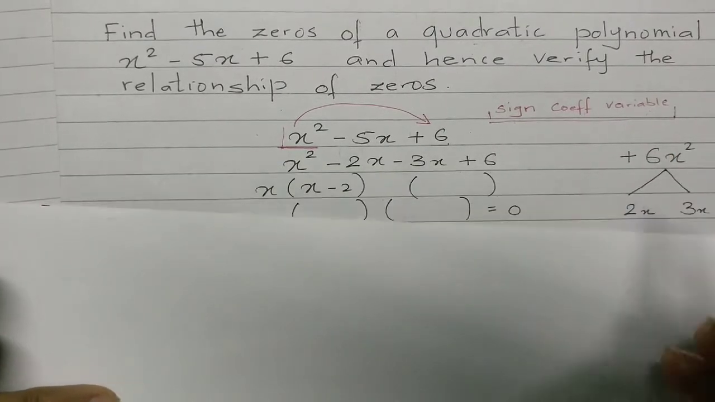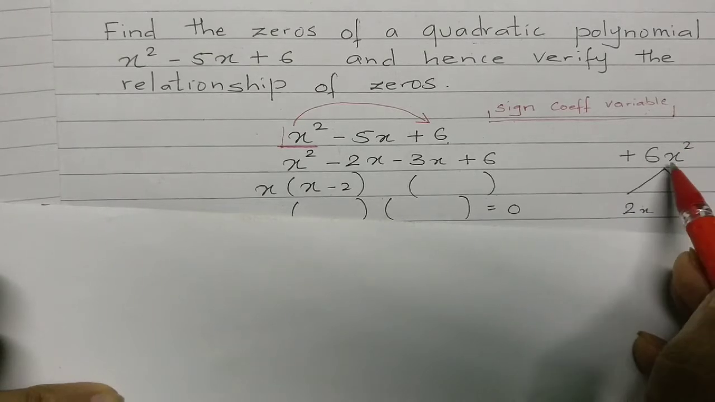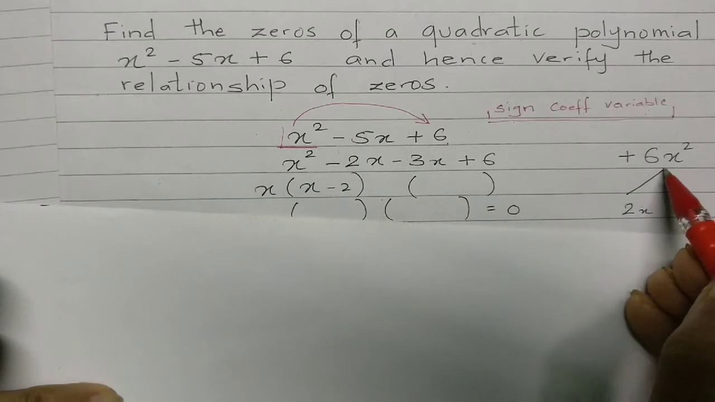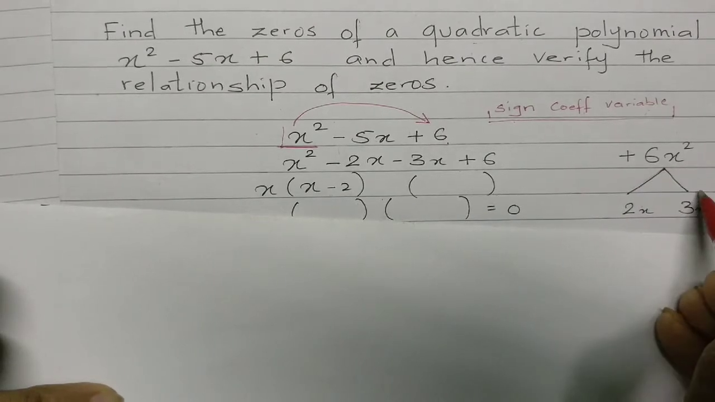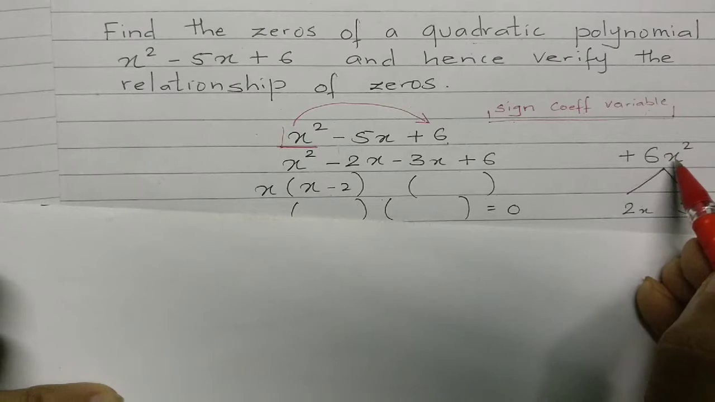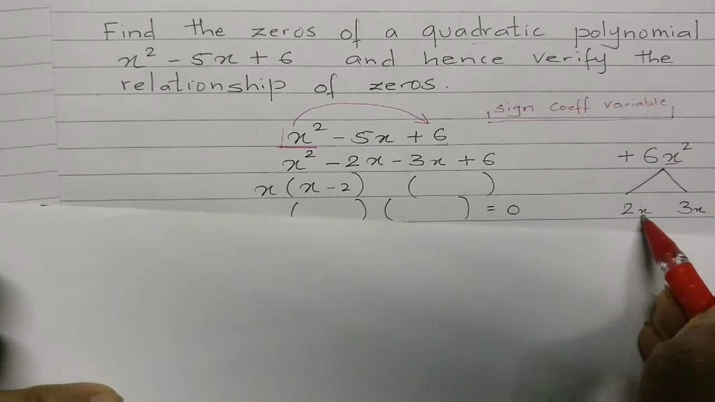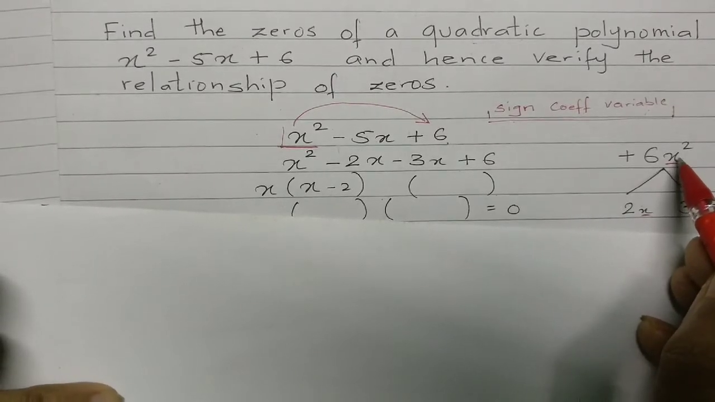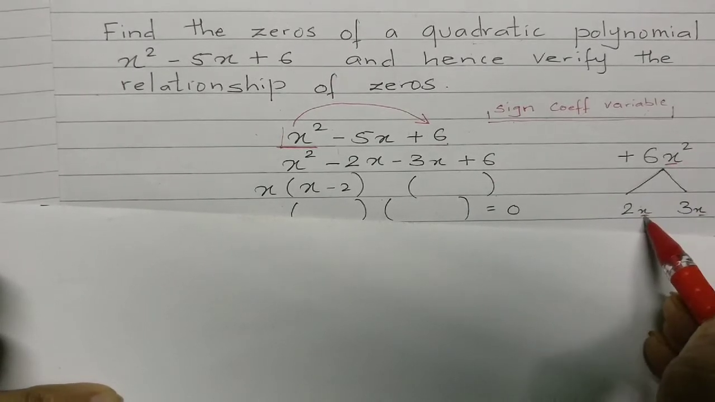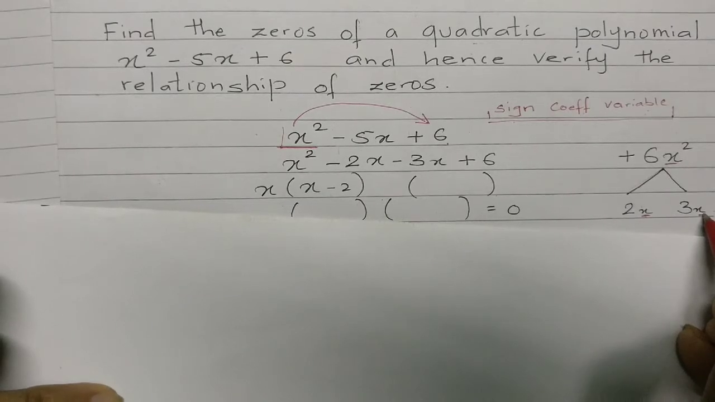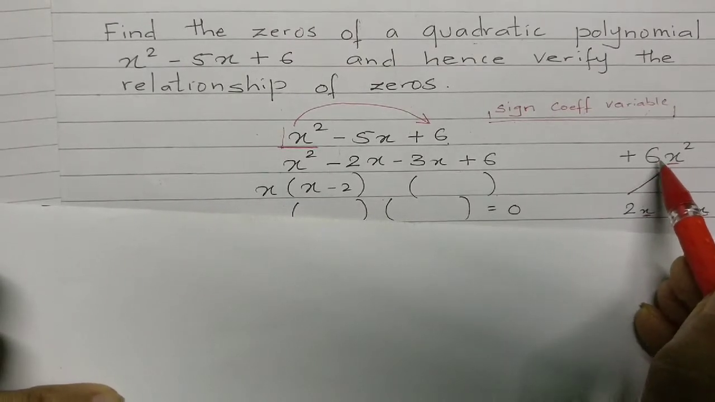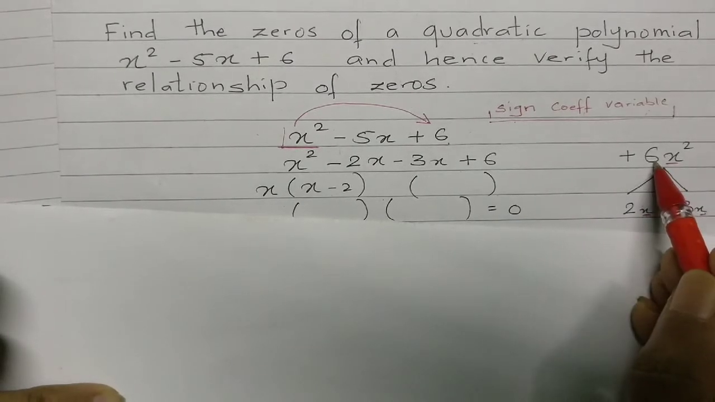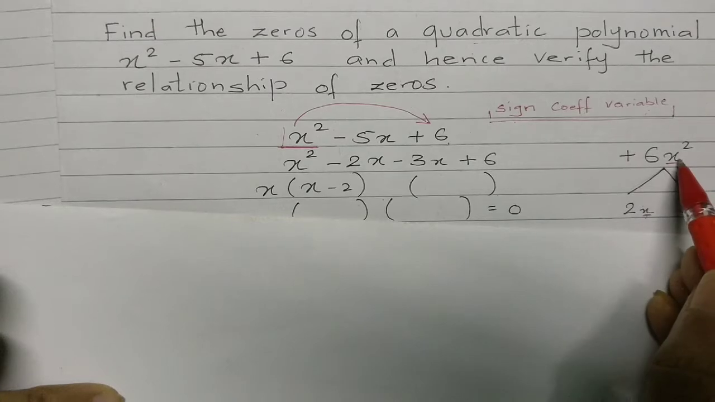Okay. Now once I've got this 6x square, I need to split it. That's the reason it is called splitting of the middle term. So 6x square, forget about the 6 right now. Just look at this x square. I have to divide it into two parts, right? So x square is nothing but x into x, which gives 1x over here and 1x over here. And this 6 can be split in terms of 2 into 3. So 2 threes are 6. x into x, x square.